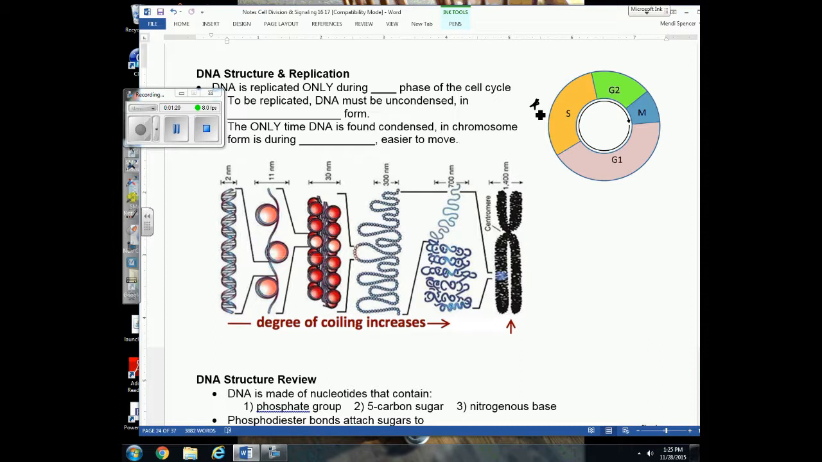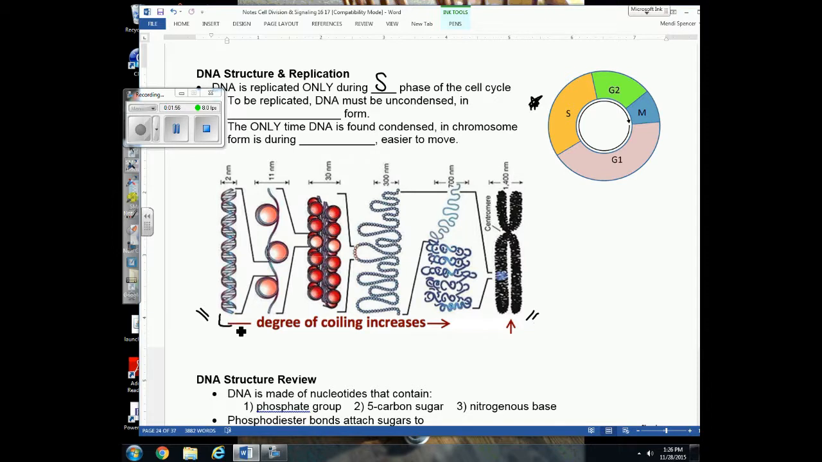So we're actually going to look and see what happens to DNA whenever it's being replicated. And again, it only gets replicated at one time in the cell cycle, and that's during the S phase. And that's why I've indicated that right here. DNA can change forms throughout the cell cycle. So we see sometimes DNA indicated like a double helix, and sometimes we see DNA in chromosome form.